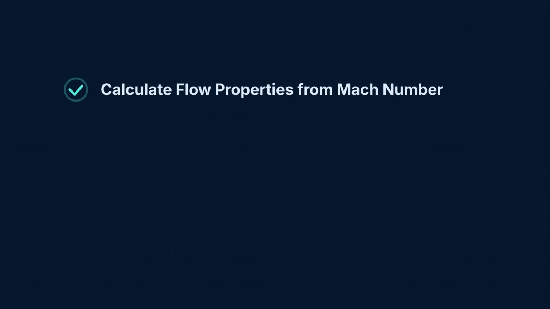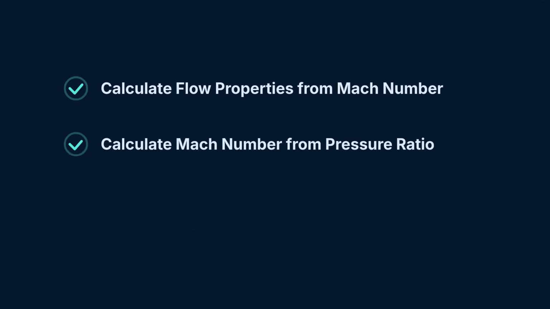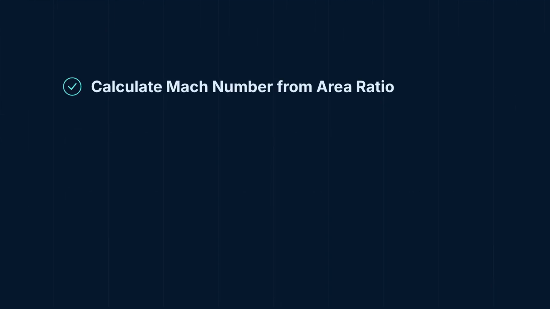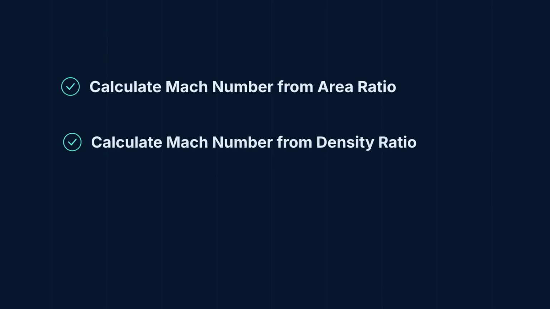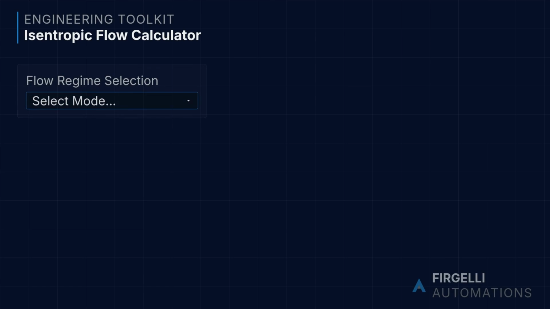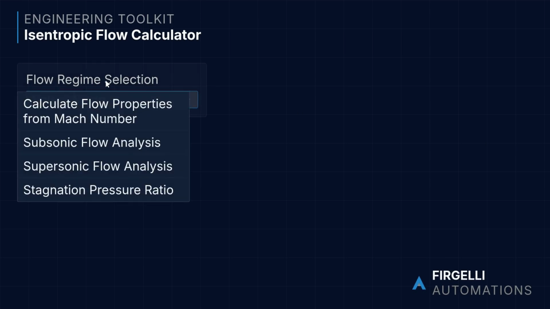Calculate flow properties from Mach number, calculate Mach number from pressure ratio, calculate Mach number from temperature ratio, calculate Mach number from area ratio, calculate Mach number from density ratio, and compare two flow states. For this demo, I'm using Calculate Flow Properties from Mach Number.